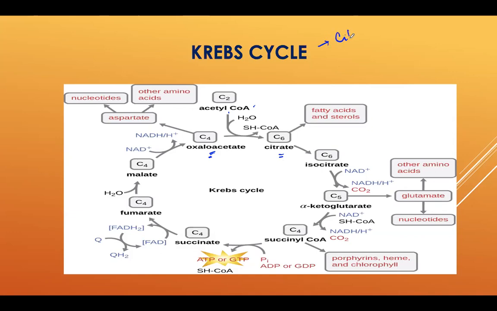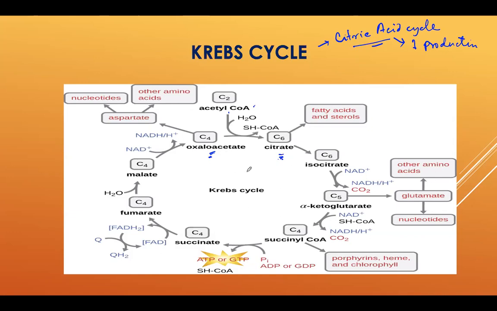So this is the first product during Krebs cycle, and that's the reason Krebs cycle is also called citric acid cycle. Okay, why citric acid cycle? Because this is the first product. Okay, citrate or citric acid.